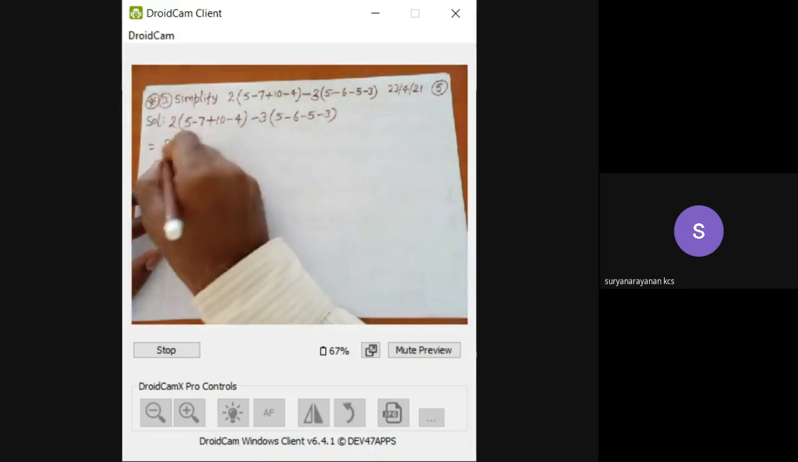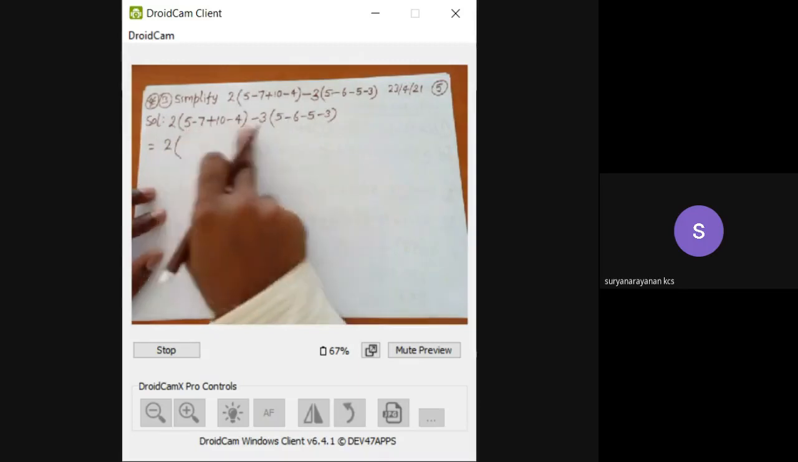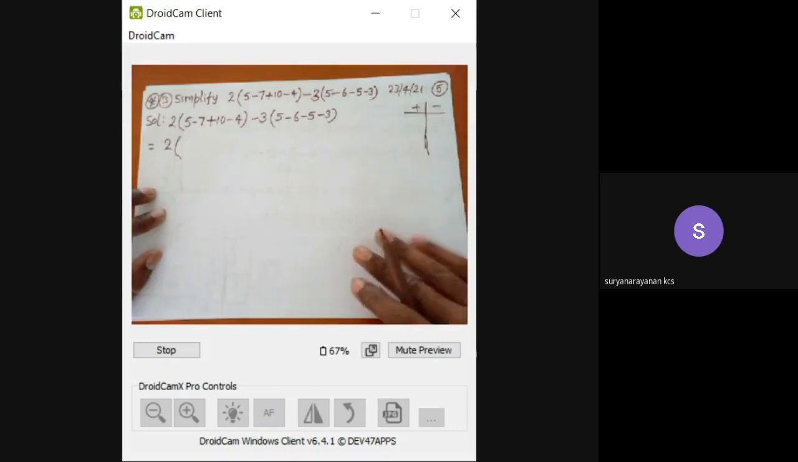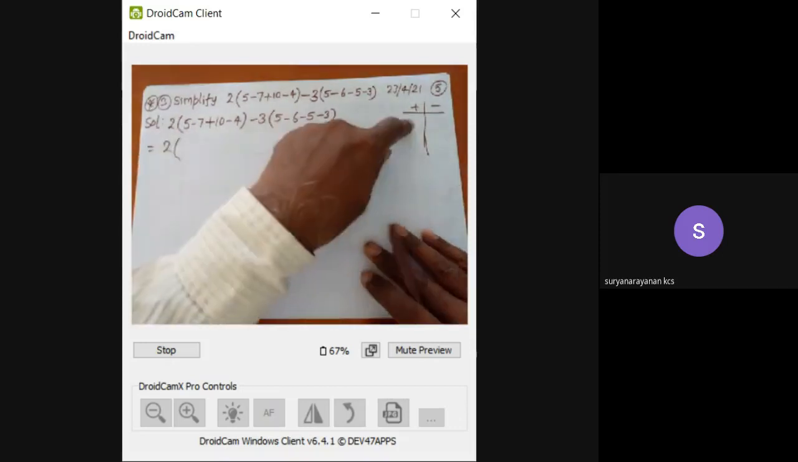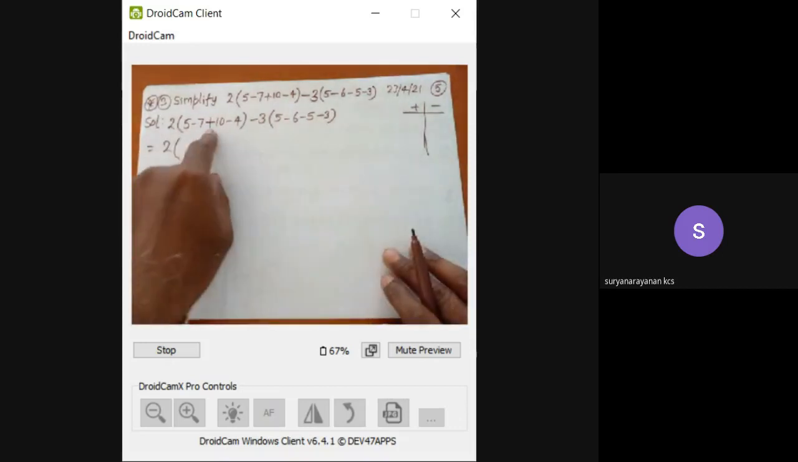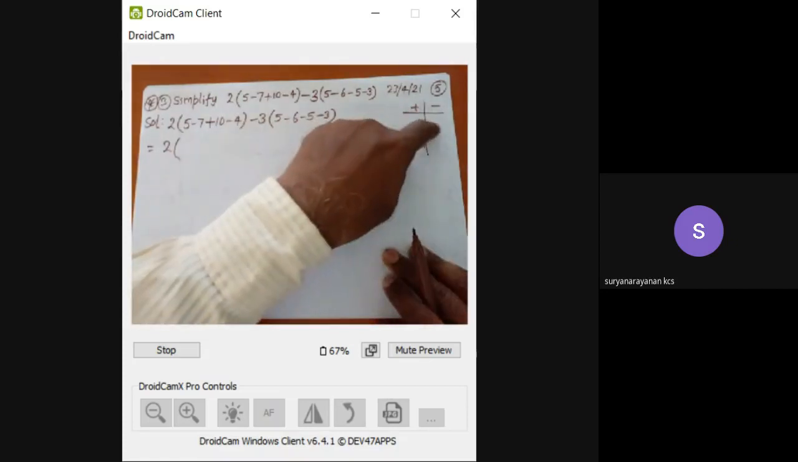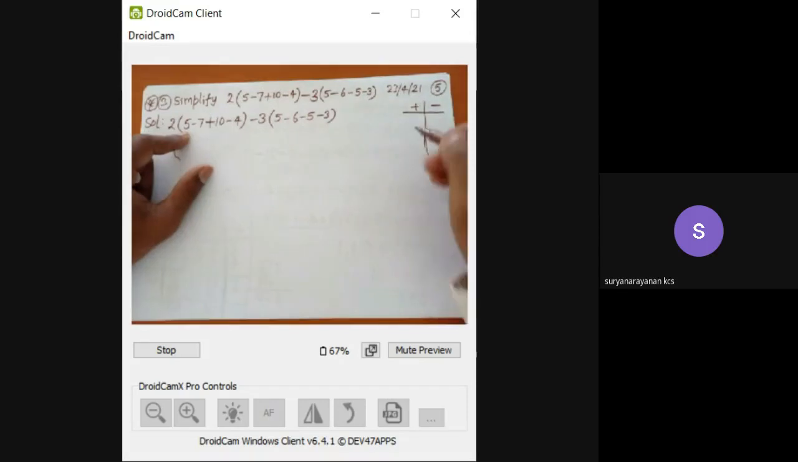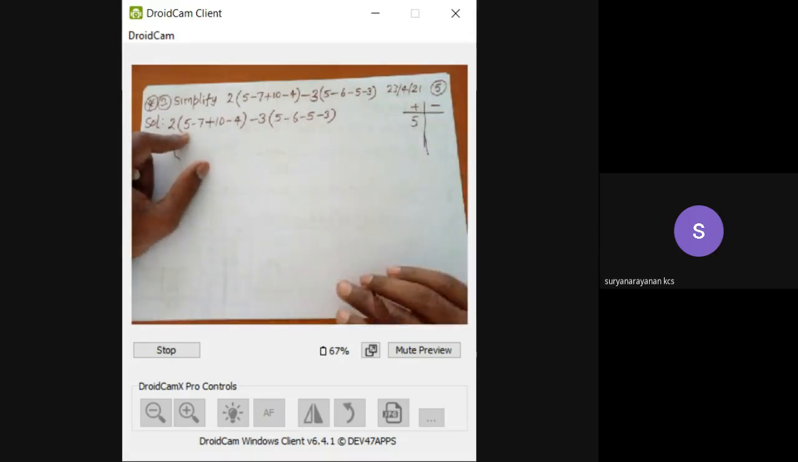So 2 into, how do you simplify? By using this plus minus box. Put the positive number in this positive box. Put the minus number, negative number, in the minus box. So here, what is this number? 5. So we put this number 5 in the plus box.